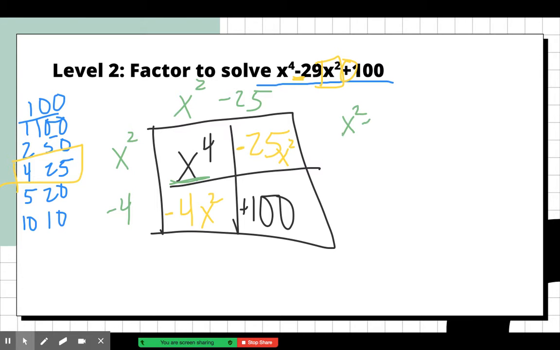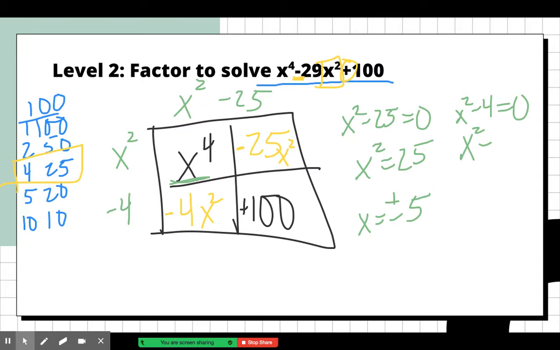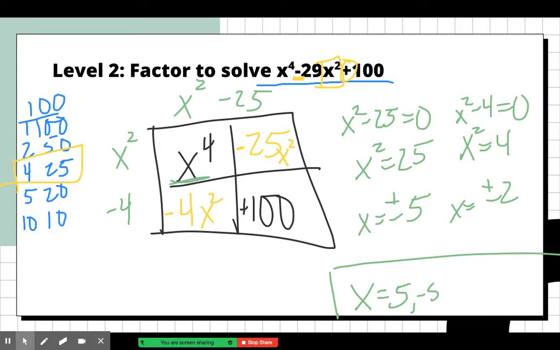I'm going to take each of these factors and set them equal to 0. Solving from there, like we've been solving, we end up with x squared equals 25, which means x equals positive 5 and negative 5. X squared equals 4, which means x equals positive and negative 2. So my final solution is going to be my zeros, or my solutions, those are all the same thing, x equals positive 5, x equals negative 5, x equals positive 2, and x equals negative 2. The order does not matter as long as I see all 4 of those, we're chilling.